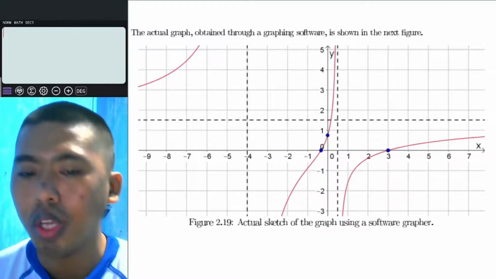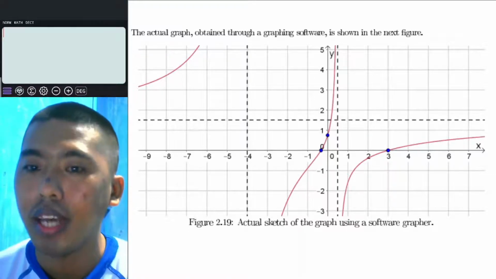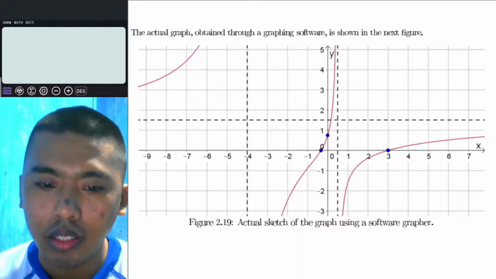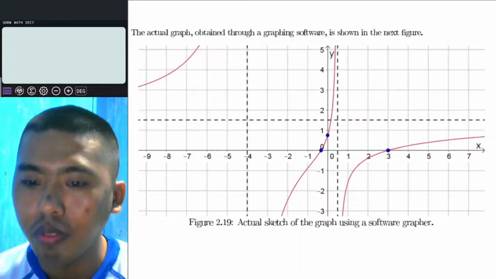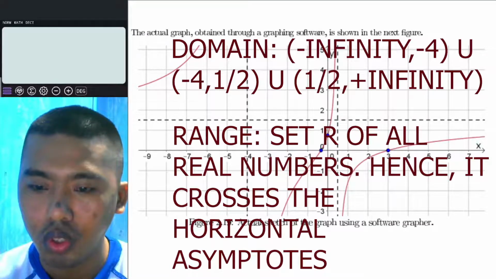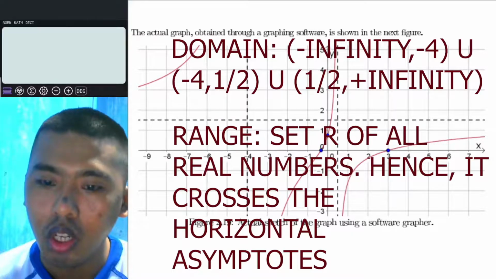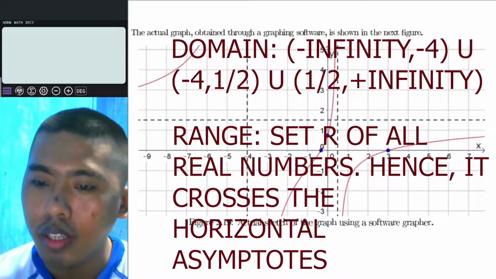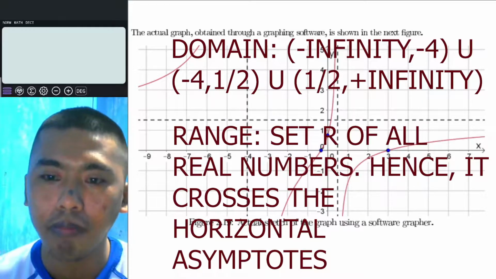From the graph, we observe that the function increases and decreases without bound. The graph also crosses the horizontal asymptotes. Therefore, the range of the function is the set R of real numbers. So, muna ang range sa atong problem. So, the range of this function is the set R of all real numbers. So, muna si tubag sa range. Alright.